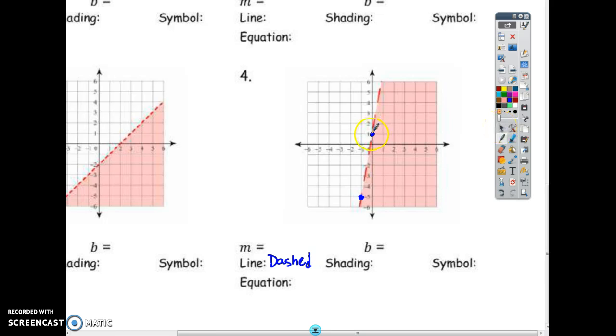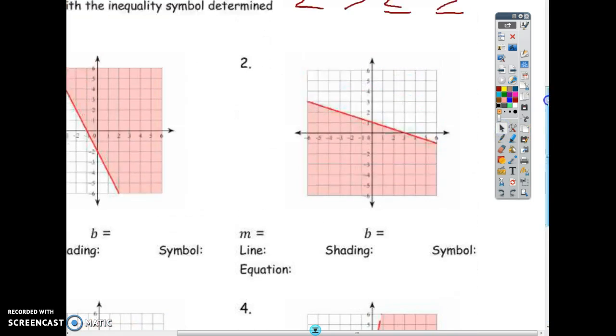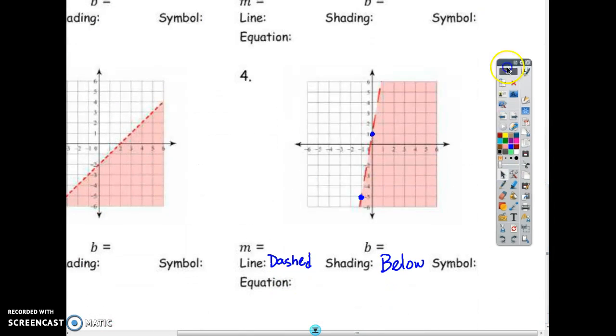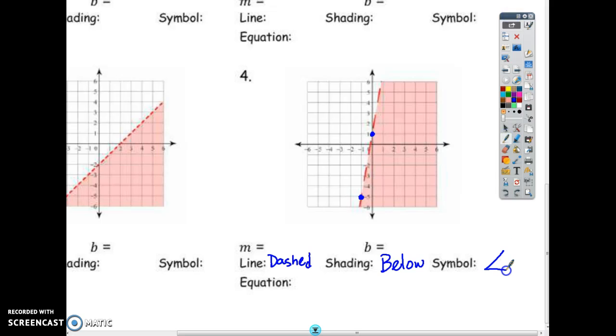So if I pick a point, right? Look, did I shade above or did I shade below that point? Below. So this is shaded below. So what symbol am I going to use? Look at the key that we just wrote up here. It's dashed and we're shaded below. So I'm going to use this symbol, less than. Okay? So let's write that down. Our symbol is less than.